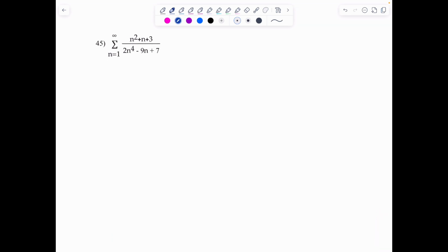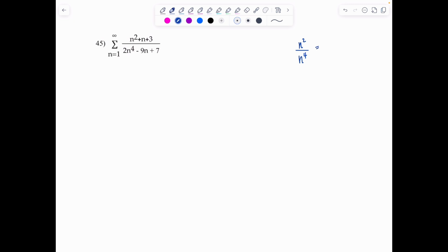We've got the sum n equals 1 to infinity, n squared plus n plus 3 over 2n to the 4th minus 9n plus 7. So who are you going to compare it to? Remember, no panic attacks. Just look, what's the highest power of n in the numerator? n squared. In the denominator, n to the 4th. You can or cannot include the 2. It will make no difference.